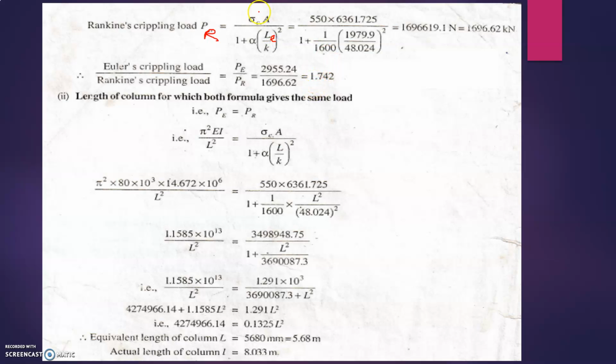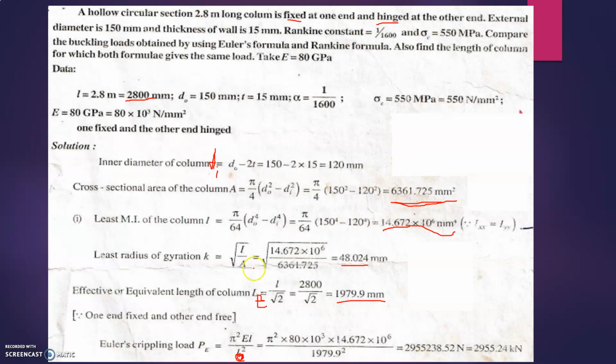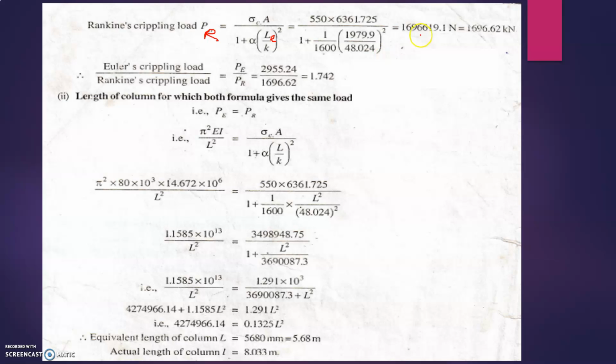Here, substitute sigma is equal to 550, into area is calculated 6361.725, divided by 1 plus alpha is given, that is Rankine's constant, 1 divided by 1600 into LE, that is effective length 1979.9, divided by K is equal to 48.024. This value you got from this. Substitute, you get 1696.62. This is Rankine's crippling load.